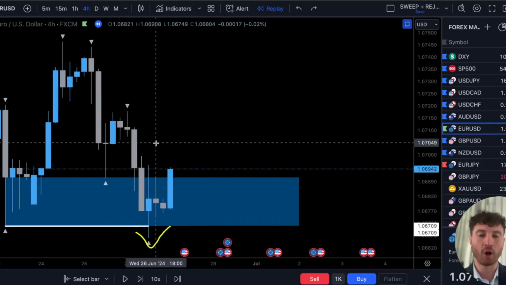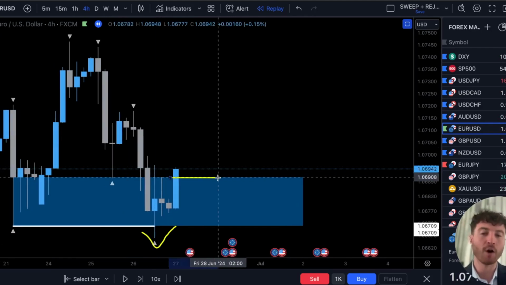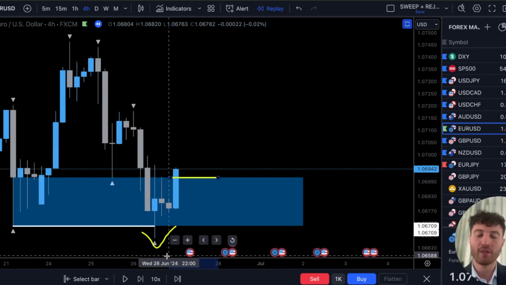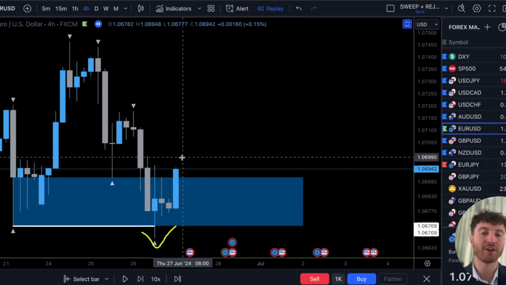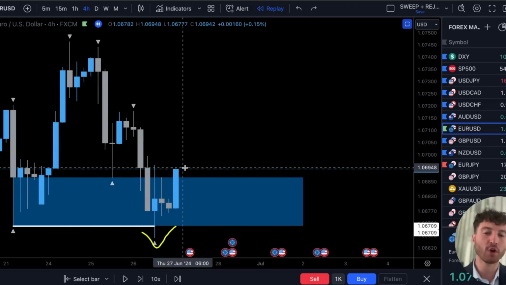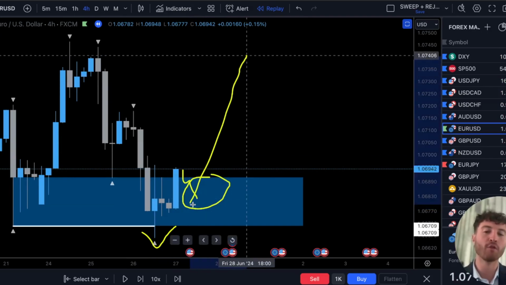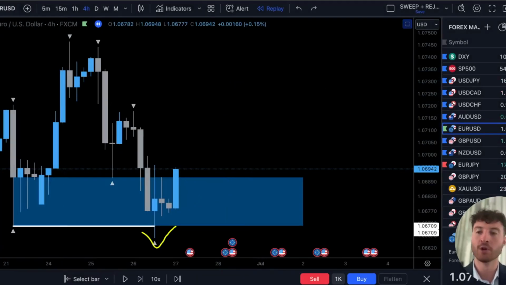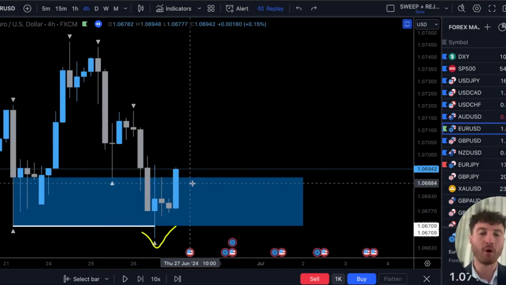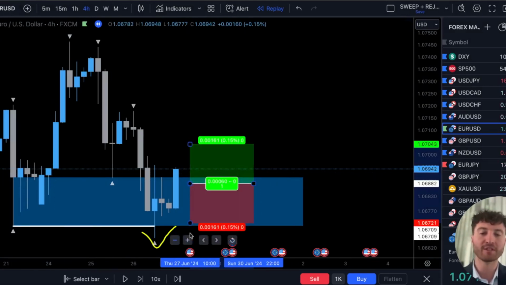Okay, and you can see we've closed back above our point of interest. Therefore we can classify this as a confirmed deviation and a confirmed reclaim of this range. Therefore, we should look for a retest around this area, and then we can look for a further continuation to the upside. Okay, so let's put our order in the market. So we're looking to be filled within this area.